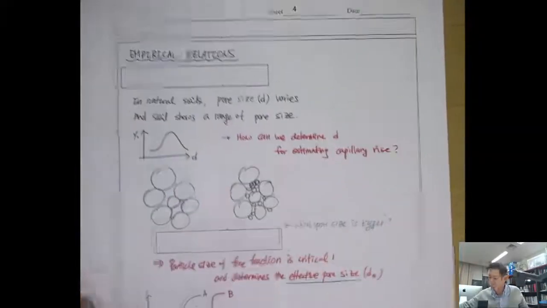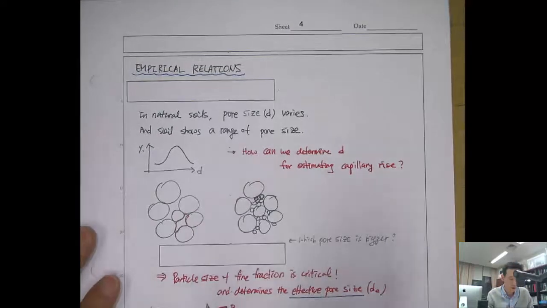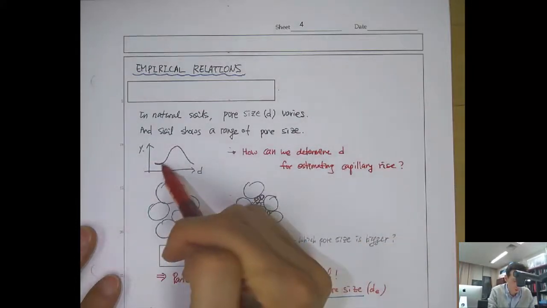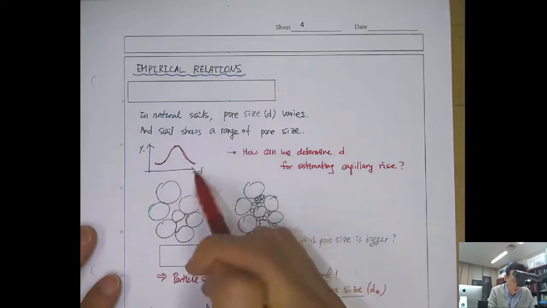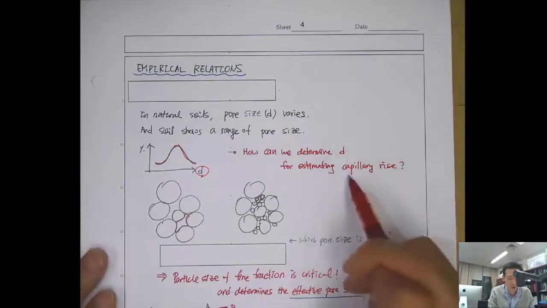And there are some empirical relations, because in real or natural soil, pore size is not uniform. Just like the particle size distribution, you have a range of pore sizes, which gives you the pore size distribution. Then what will be the representative pore size to estimate the capillary rise, HC?